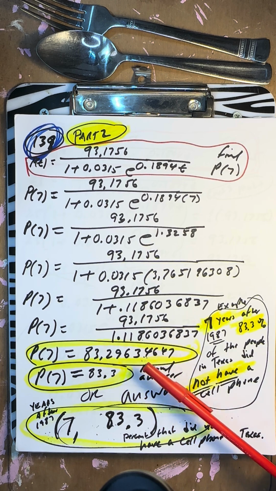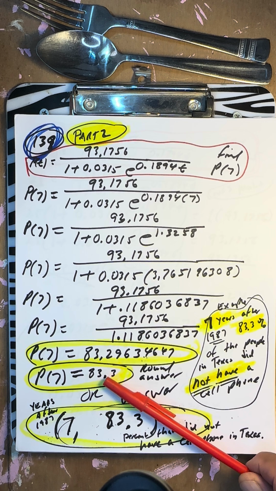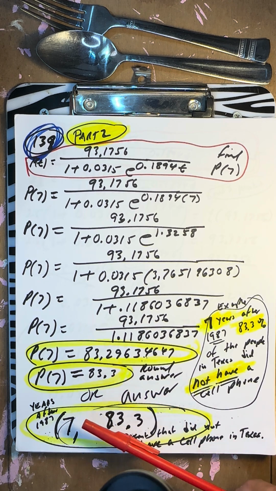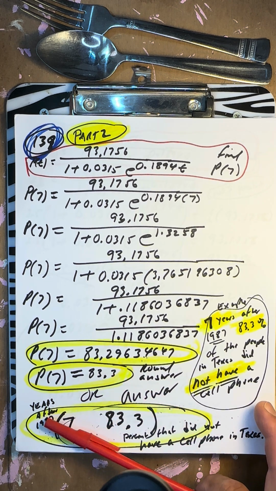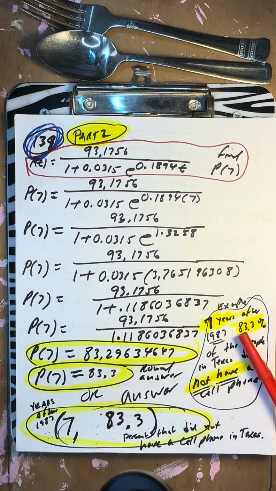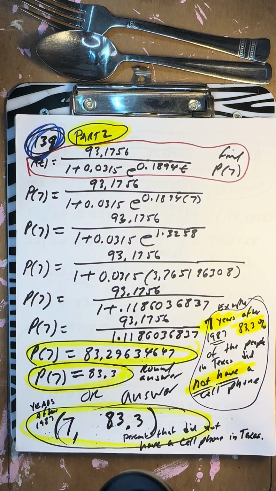Now, once I do that, I round it to 83.3. So, 7 years after 1987, 83.3% of the people in Texas did not have a cell phone. Again, you need to use a calculator to get this stuff, okay?